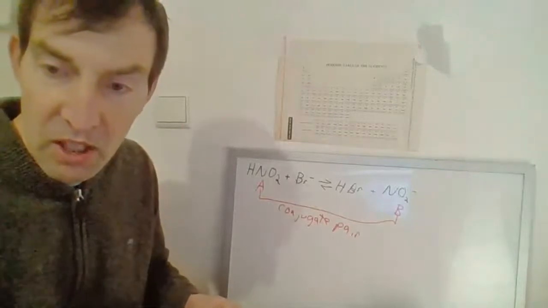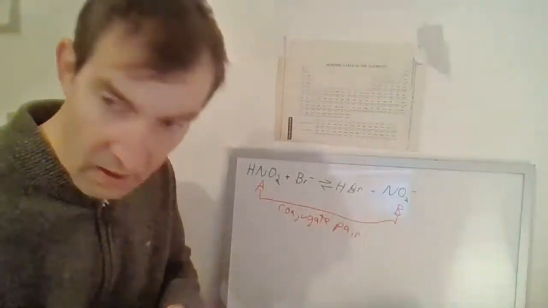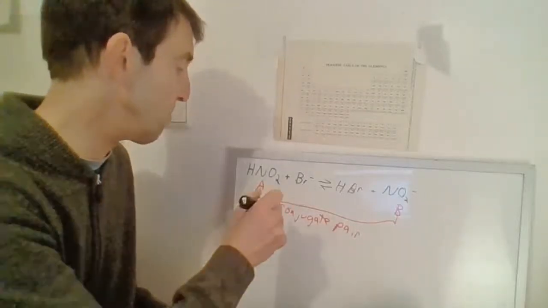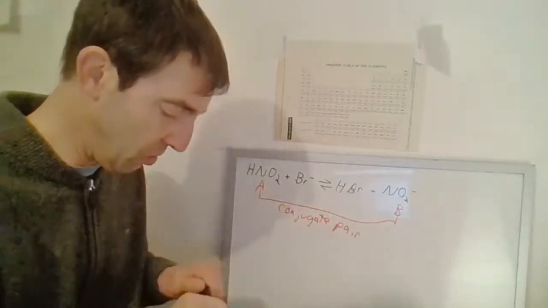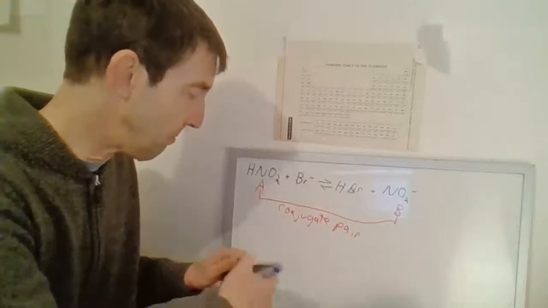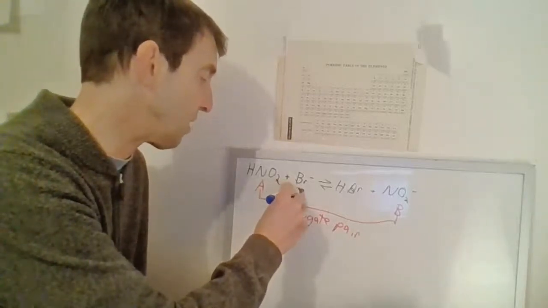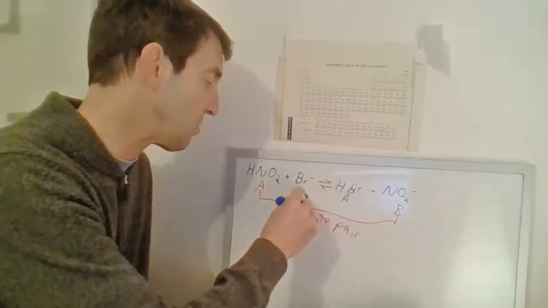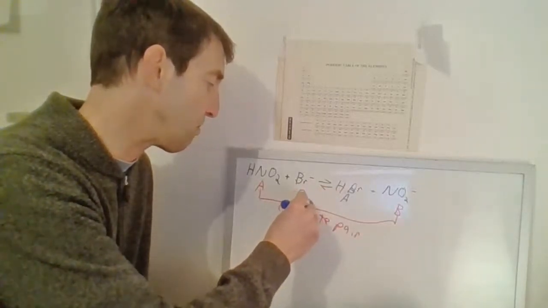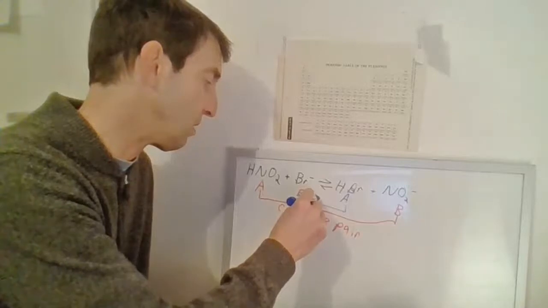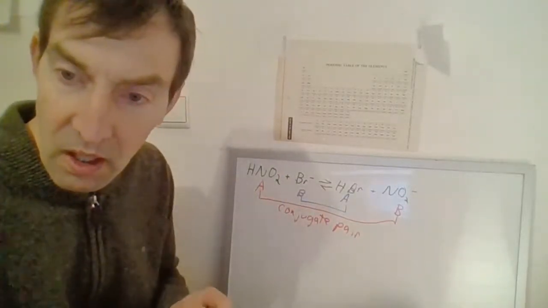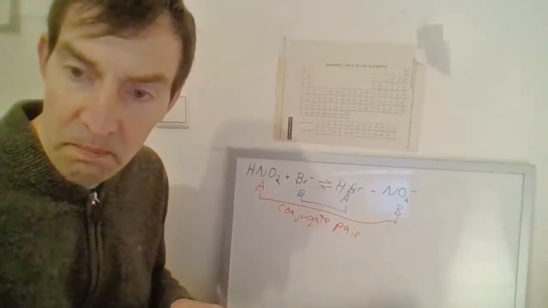And let's see if somebody else got the other one here too. Miss Chelsea does. She says this one, Br minus, is the base. I'll tell you what, let's do that in blue. She is right. And this one over here, she has as the acid. And there's another conjugate pair. I don't have to write conjugate pair again. You know that. Good.